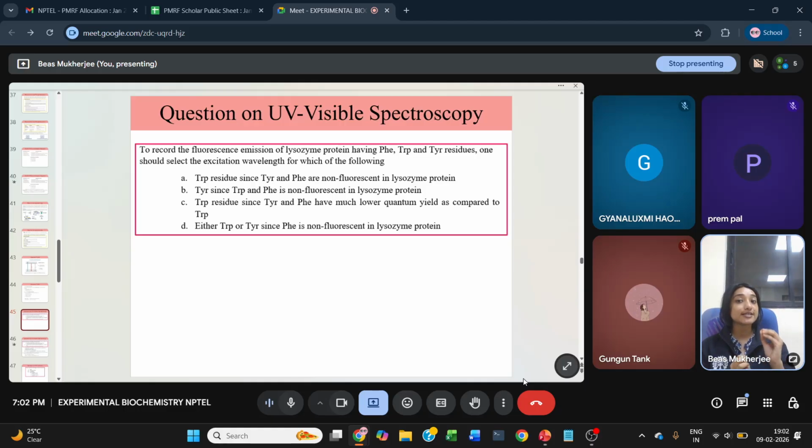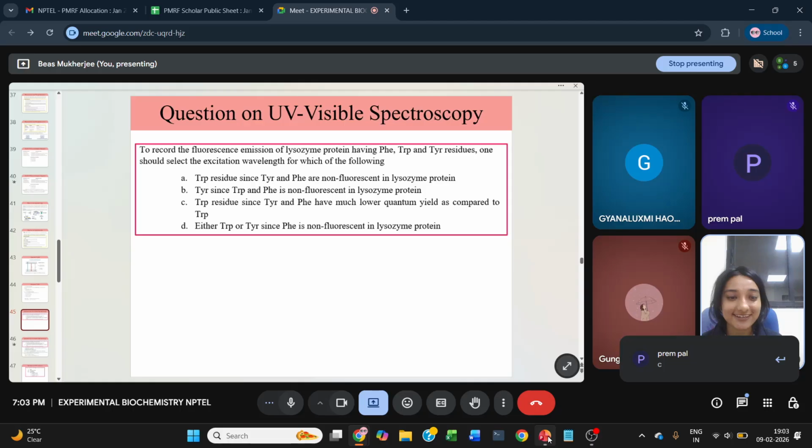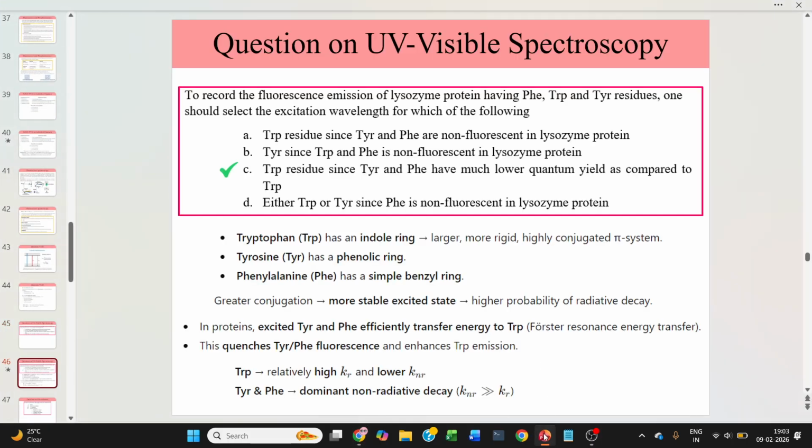One should select the excitation wavelength for which of the following. In the monochromator, you have to make the setting, right? So whether you should set it for tryptophan or tyrosine or phenylalanine. This is a very practical question. Try to answer. Let's see if you guys know, and then I'll tell you the right answer. Okay, so tryptophan residue, since tyrosine and phenylalanine are non-fluorescent. So you're saying that it is C. Yes, that is correct. Good. So C is the right answer.